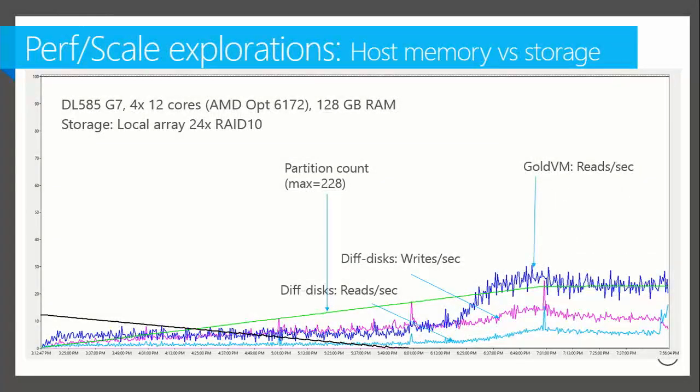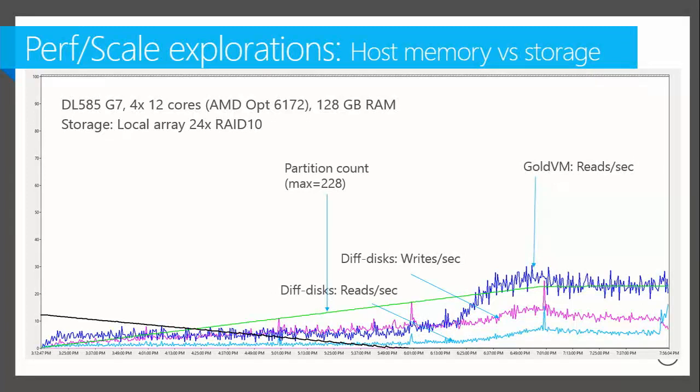So this one is about host memory versus storage. This is, again, that 48-core AMD. We have 128 gigs of RAM. The green curve is showing users coming in, and the number of partitions is just increasing. The gold VM is the darker blue line. It's about 2/3 of the graph. You see that everybody is in this lower range, probably 1,000, as in the number of IOs per second.